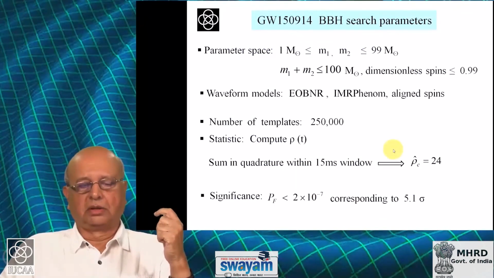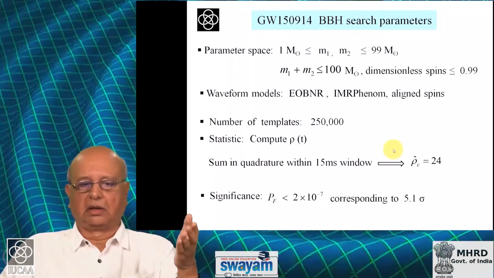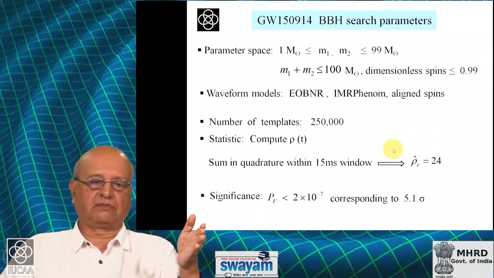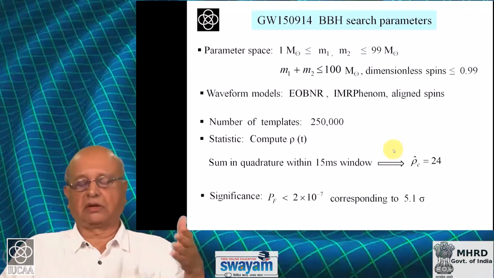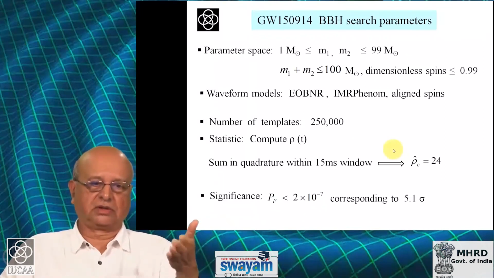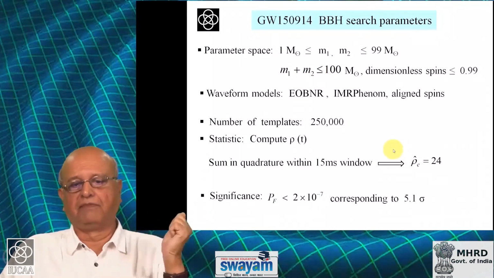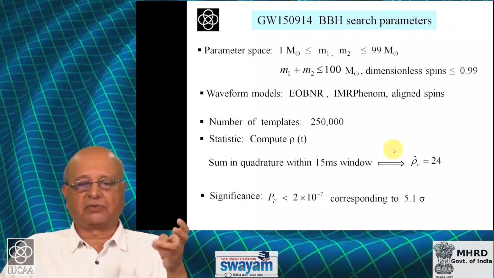So, this event, the first event which was detected and which marked the discovery of gravitational waves and binary black holes and so on, was a historic discovery. In fact, I would call it the discovery of the century. It was this particular event, GW150914, and the parameter space for that.